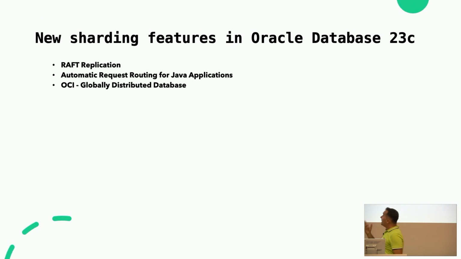Now, there are 2 main features and actually 1 new product, and one such feature is called Raft replication. Second is something called automatic request routing for Java applications. And on OCI, basically, Oracle will announce now in the global world that Oracle sharding will no longer be called sharding, it's going to be called Globally Distributed Database. And they are actually creating a new product on their OCI cloud where you can basically log in and create the sharding. You will see the slides there. I actually clicked a couple of times. I got also access to that.